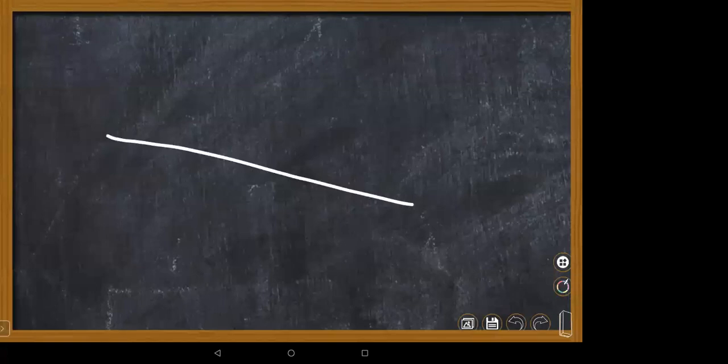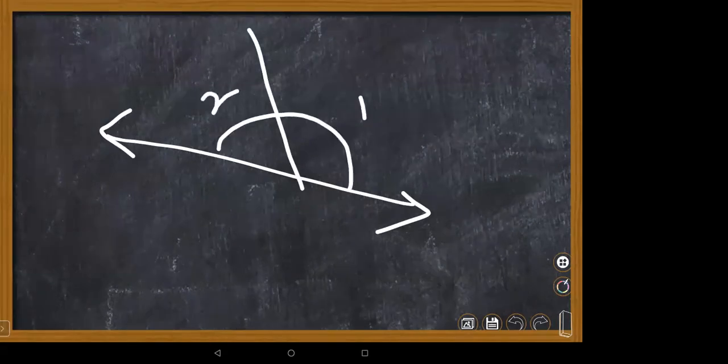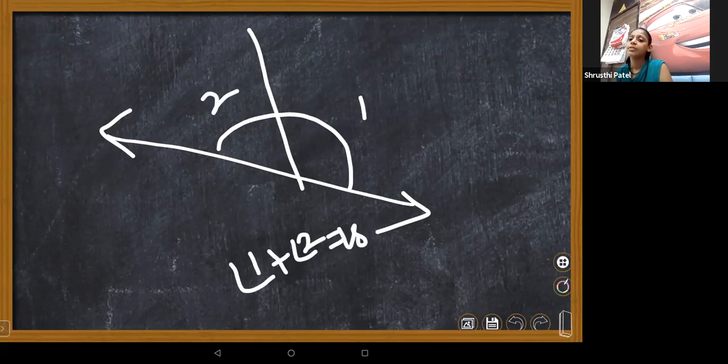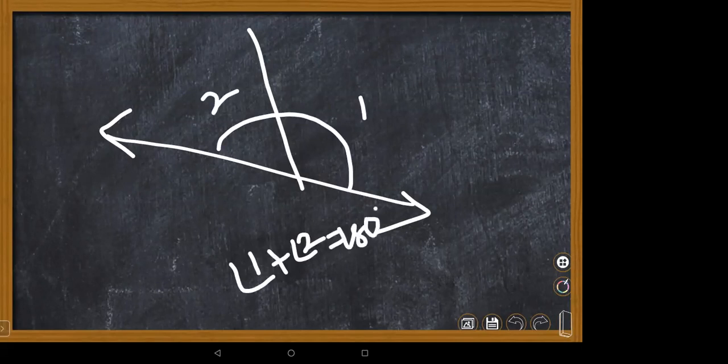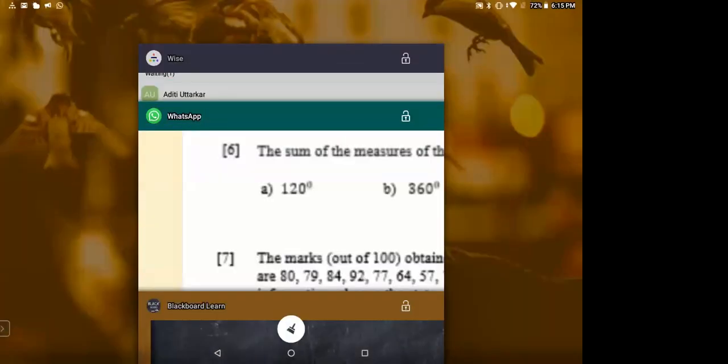You just take the line. Linear pair means the sum of these two angles, 1 and 2. So angle 1 plus angle 2 is nothing but 180. Why? Because it is a straight angle. Right. Next, please read the next question.